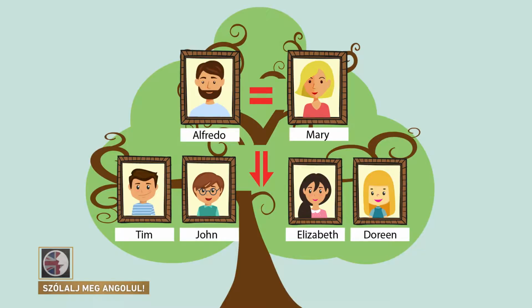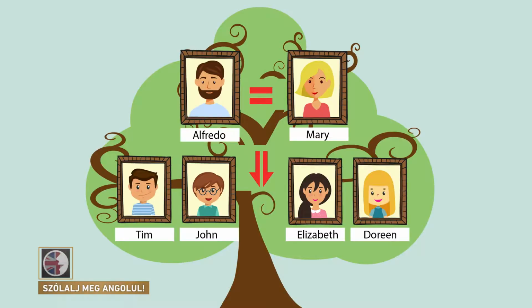Doreen is Alfredo's daughter. She is his daughter. Elizabeth and Doreen are Alfredo's daughters. They are his daughters. Tim is Mary's son.